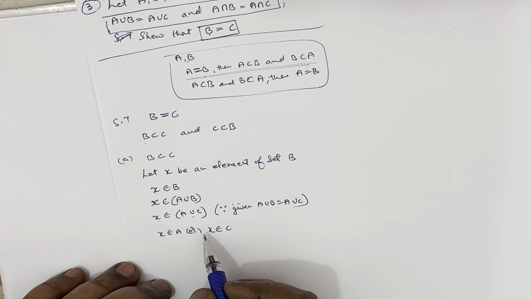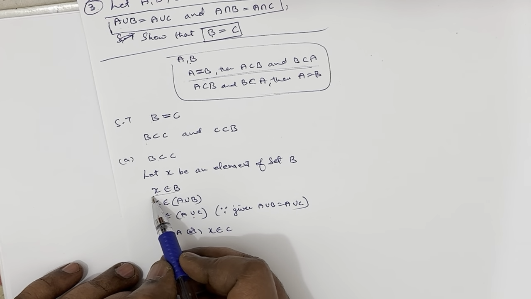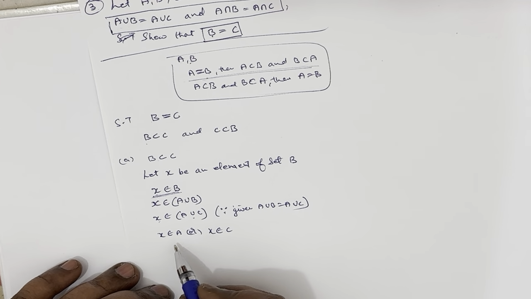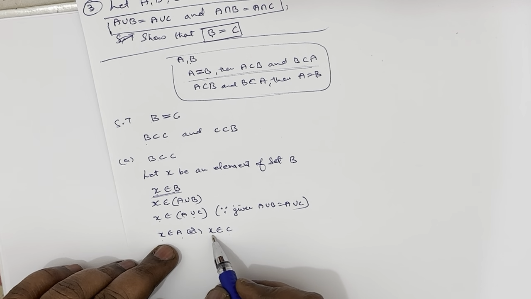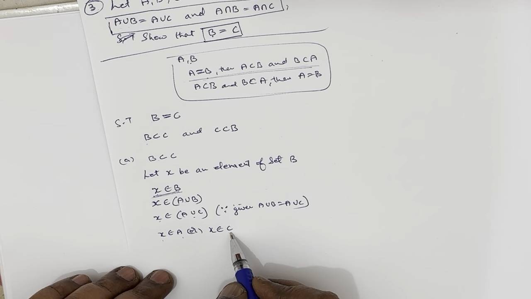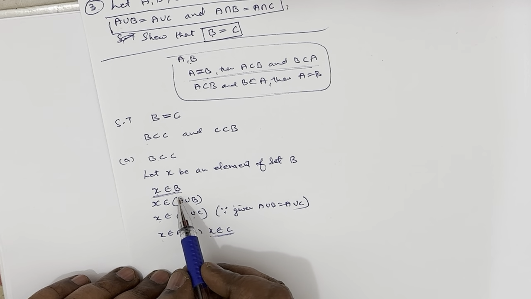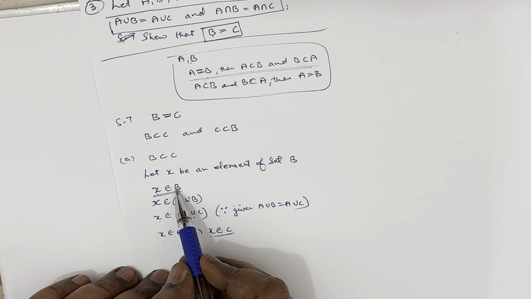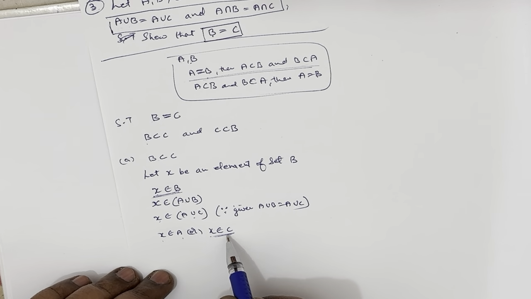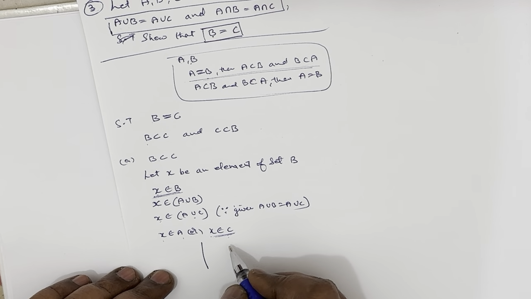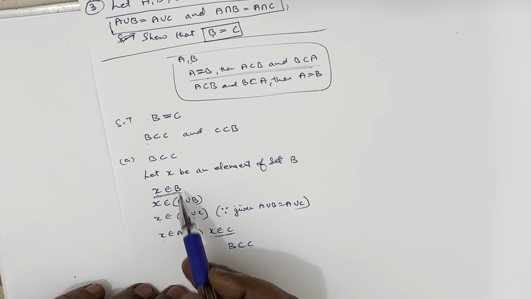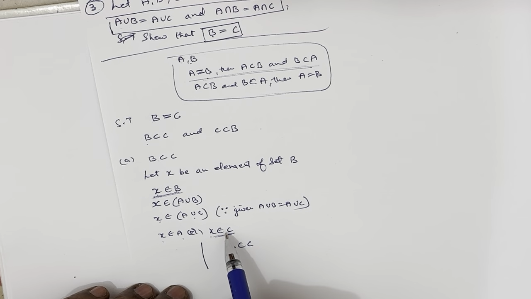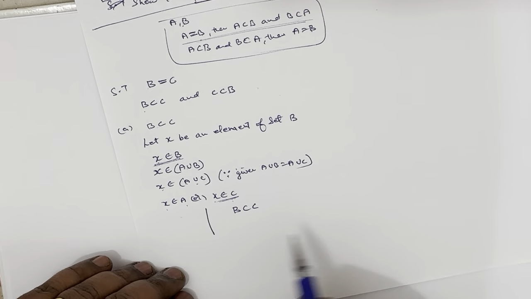Now you see we have taken X as an element of B. Now we got X is an element of A or X is an element of C. See, we got X is an element of C. That means the element X of set B is also in set C. So we can say that B is a subset of C, because the element X is also an element of C. This is one case.